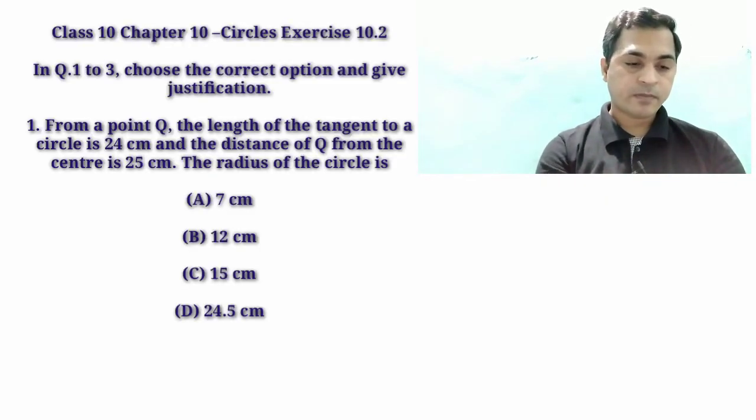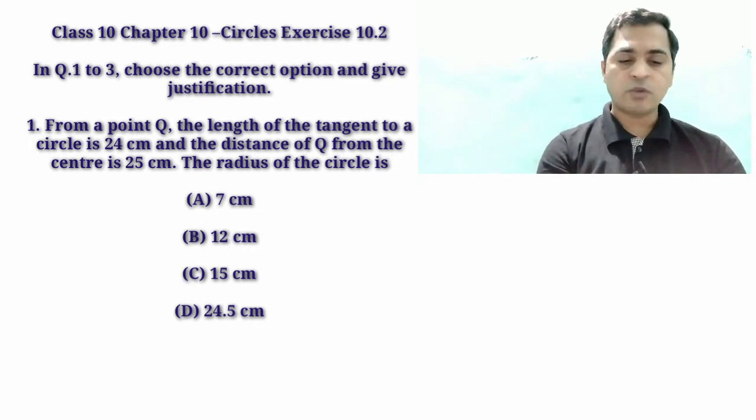Moving to the next question of this chapter, exercise 10.1, question 1. The first 3 questions are objective, meaning alternative questions, meaning multiple choice questions. The first question is: from a point Q, the length of the tangent to a circle is 24 centimeter and the distance of Q from the center is 25 centimeter. So the radius of the circle is 7 centimeter, 12 centimeter, 15 centimeter, or 24.5 centimeter.